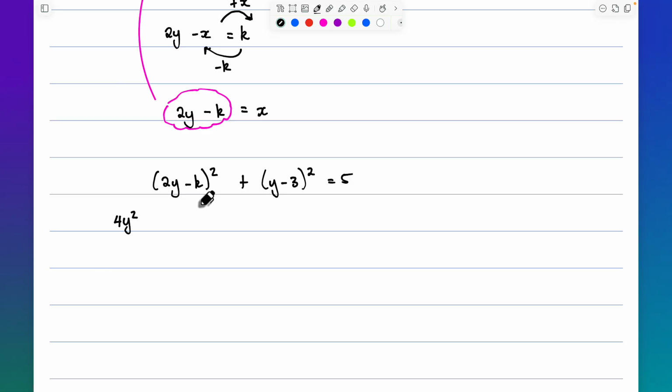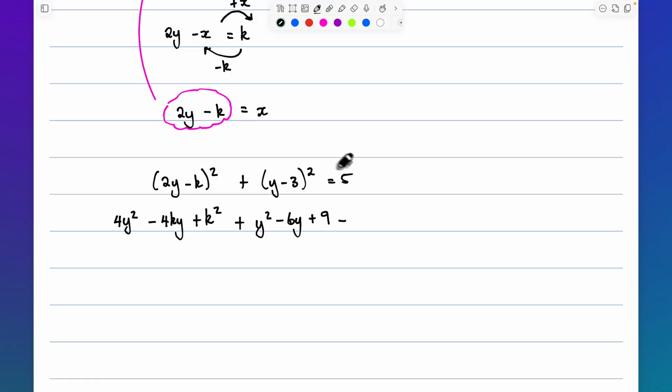But that's going to appear twice, so we need to multiply by 2. So that's going to be negative 4ky. Then you take this other term here, negative k, squared. Negative k times negative k, because you've got two negatives, becomes positive. That's k squared. Plus, do the exact same thing over here. Y squared is just y squared. Y times negative 3 is negative 3y. It appears twice, so you need to multiply by 2. It becomes negative 6y. Negative 3 squared is positive 9.